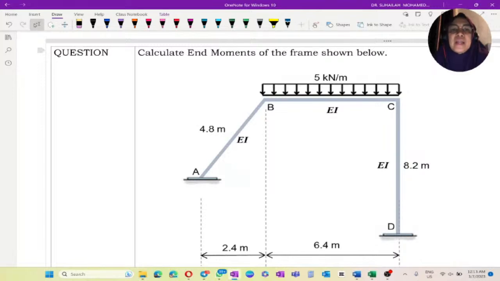So for video number 10, I will focus on how to draw the bending moment diagram for this frame. We have analyzed this frame using the moment distribution method. There are four main steps, discussed in the previous nine videos. Now, from the final end moment that we get from step number 4, we will draw the bending moment diagram. So this is the frame.